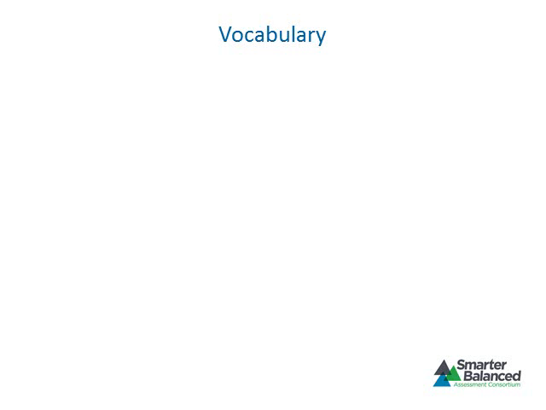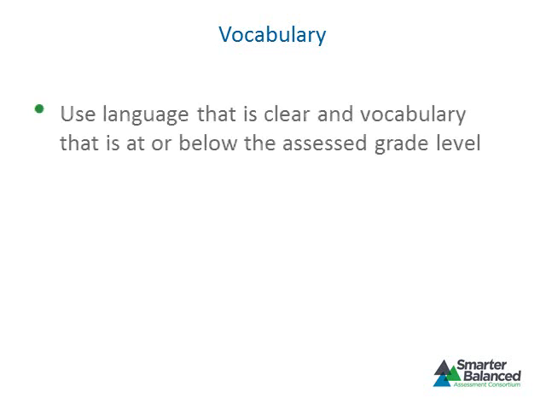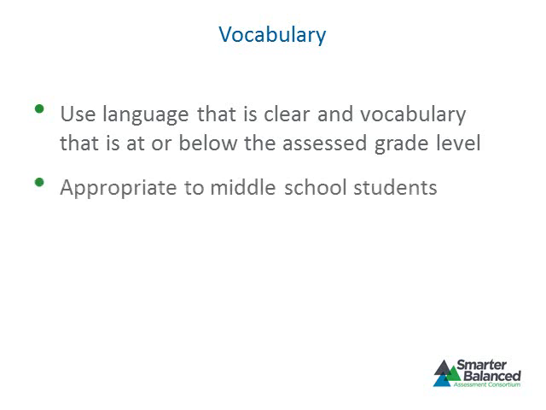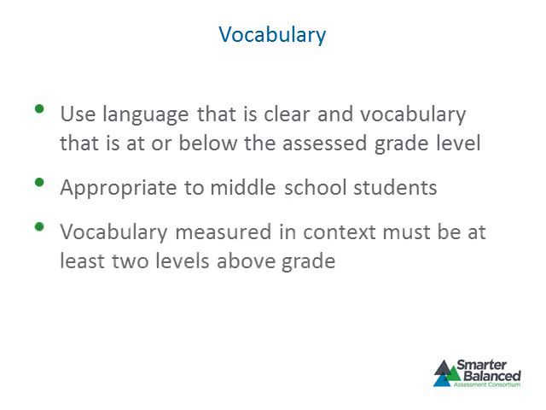There are 3 guidelines that are important to consider regarding the reading level of item and task stems. First, item stems must be written in clear language and use vocabulary that is at or below the assessed grade level. Second, domain-specific vocabulary must be appropriate to the grade level as defined in the Common Core State Standards. Third, when measuring ability to derive meaning based on the context in which a word or phrase is used, vocabulary must be at least 2 grade levels above the assessed grade level.